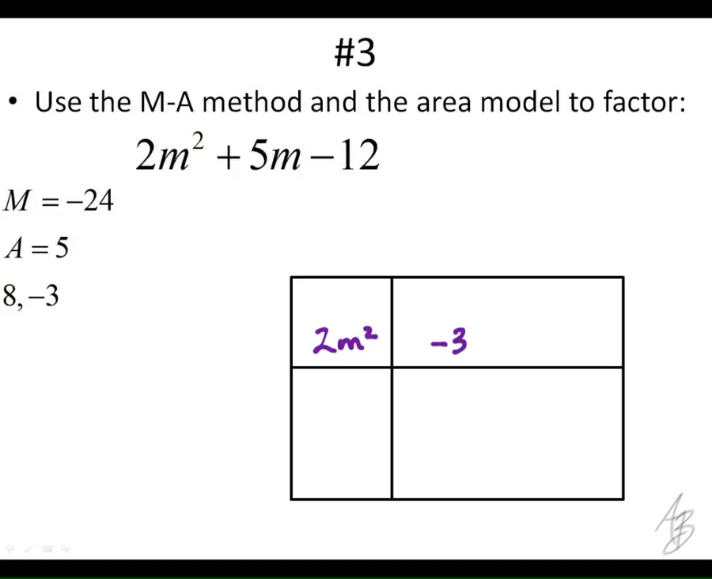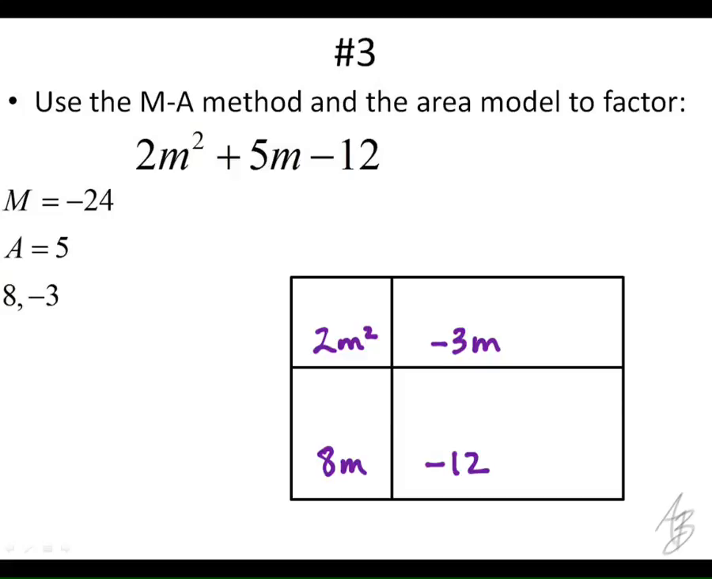And what am I missing with that negative 3? Okay, we need the m there. And then what's going to go here? 8m. And then what goes here? Negative 12.